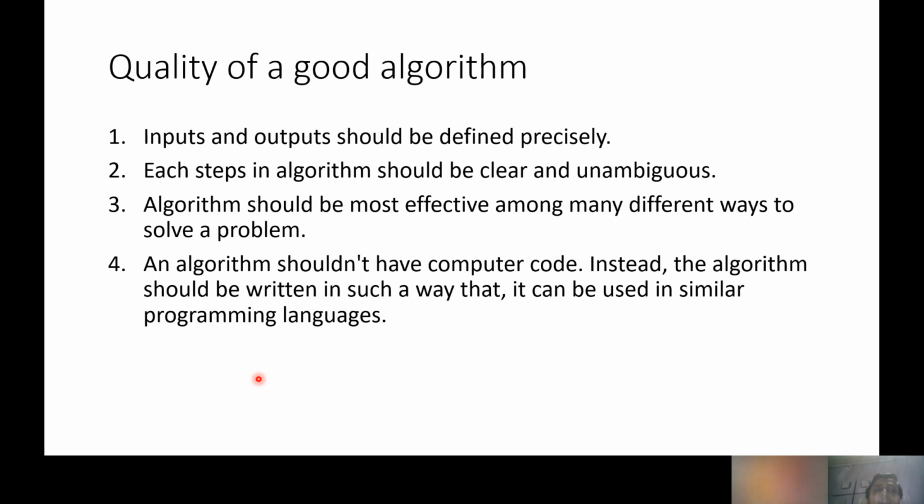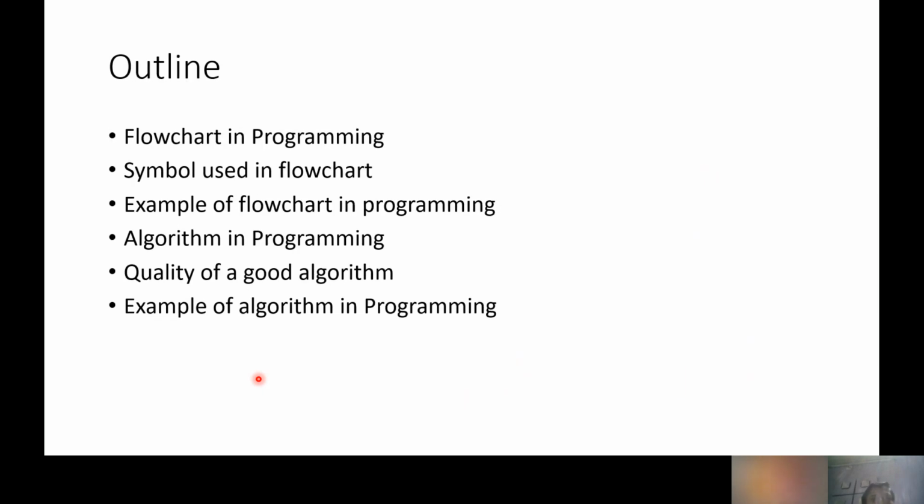Okay. Then an algorithm shouldn't have computer code. Instead, the algorithm should be written in such a way that it can be used in any programming language. Okay. Now, let's see a few examples of algorithms in programming.